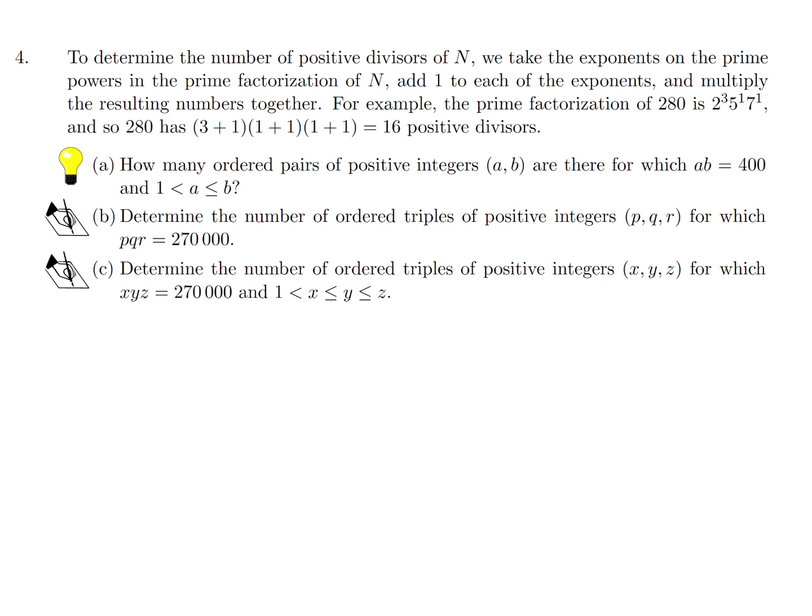How many ordered pairs of positive integers AB are there for which AB equals 400 and 1 is less than A is less than or equal to B?